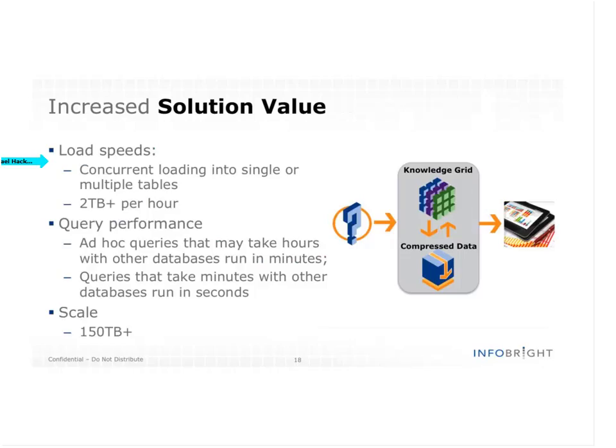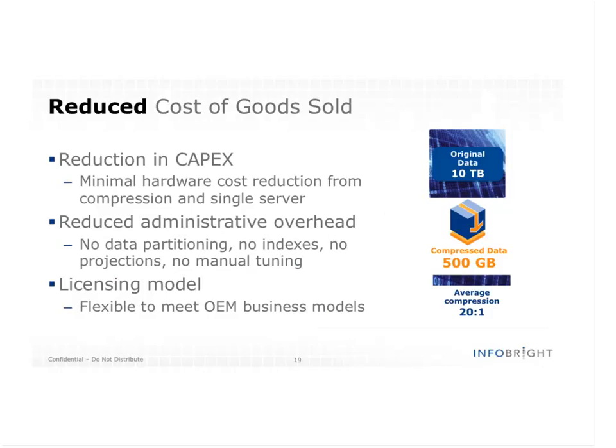Infobright's knowledge grid architecture provides very high ad hoc query performance, and data compression reduces the storage hardware footprint. All of this can be accomplished with Infobright's vertically scalable architecture that can support heavy workloads and over 150 terabytes of raw data per server instance. And this all adds up to significant reduction in capital expenses due to minimal hardware requirements and reduced administrative overhead, since Infobright doesn't require data partitioning, indexes, projections, or other manual tuning. We can also provide flexible licensing that can be tailored to meet your OEM business models.